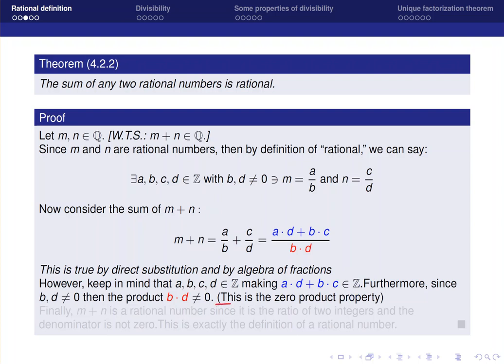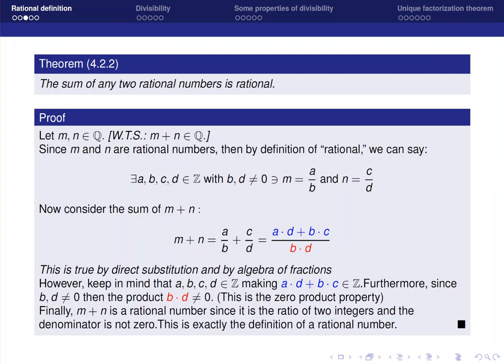The zero product property basically says that for the product of two things to be 0, one of the two things must have been 0. In my case, b is not 0, d is not 0, so the product of them is not going to be 0 either. For it to be 0, one of the two numbers must have been 0. So what does this mean? This means so far that m plus n is a rational number because it's a ratio of integers divided by other integers, and the denominator integer is not equal to 0. That's exactly what we need to show, and so we are completely done.